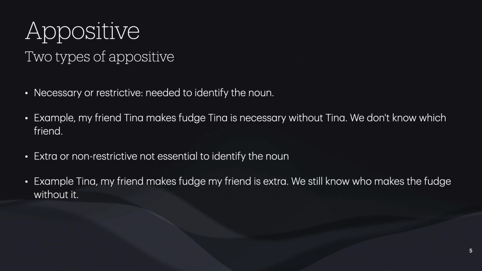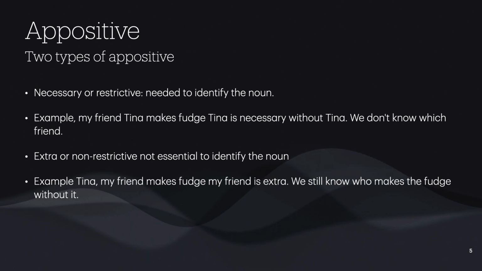There are two types of appositives, necessary and extra. Another name for necessary would be restrictive, and for extra would be non-restrictive. So, what do necessary or restrictive appositives mean? They are needed to identify the noun. For example, my friend Tina makes fudge. Well, Tina is necessary. Without Tina, we don't know which friend.